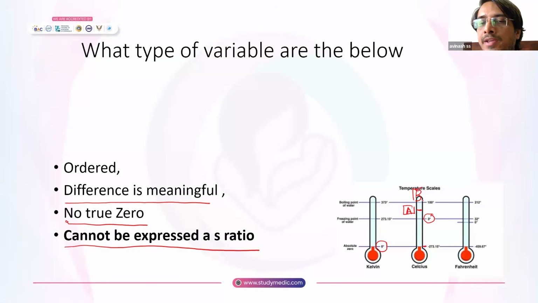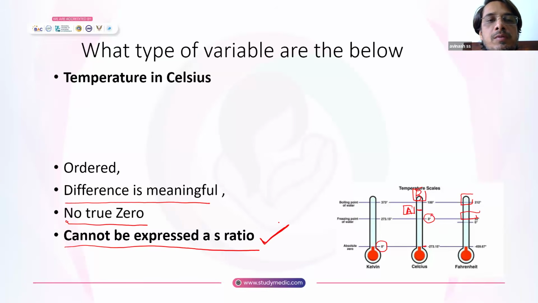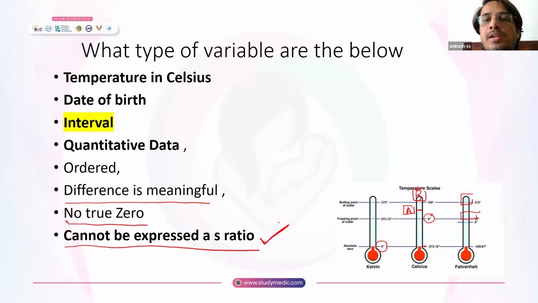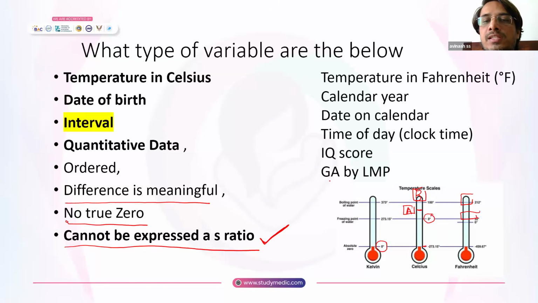Why we cannot conclude this is, if we extrapolate it to the other scale, you can see that because it does not have an absolute zero, we cannot express this as a ratio. Such measurements are called the interval scale of measurement. Date of birth does not have an absolute zero, nor do IQ scores. They're all quantitative data. Even gestational age measured by the last menstrual period can be considered an interval variable, because the last menstrual period is an arbitrary point. So all of these, where we cannot express a ratio or zero is not absolute, are classified under the interval scale of measurement.